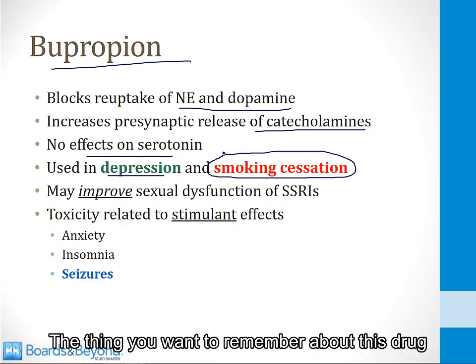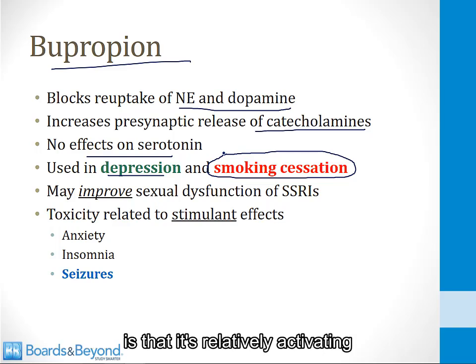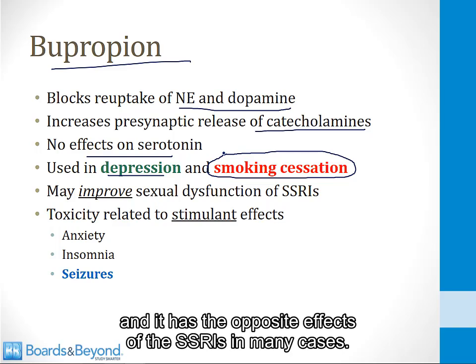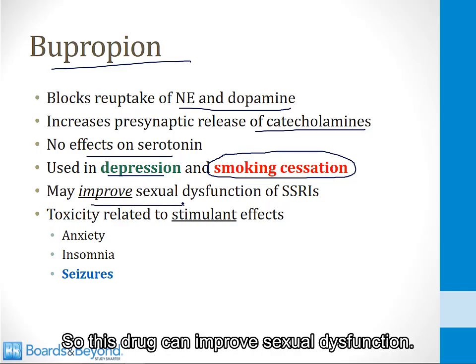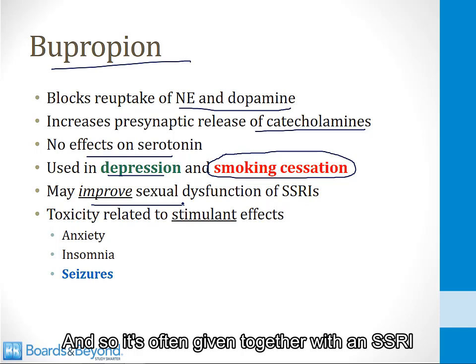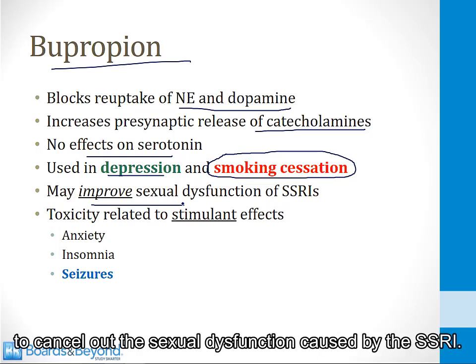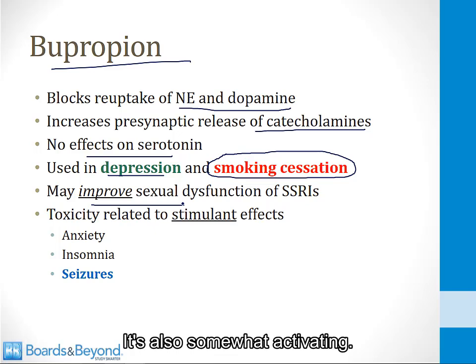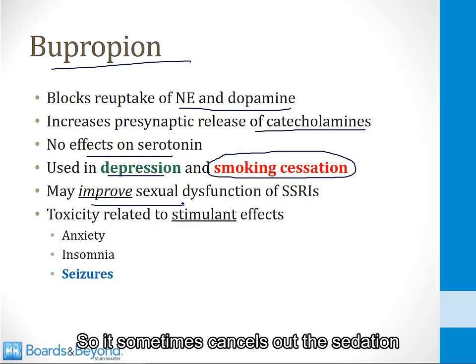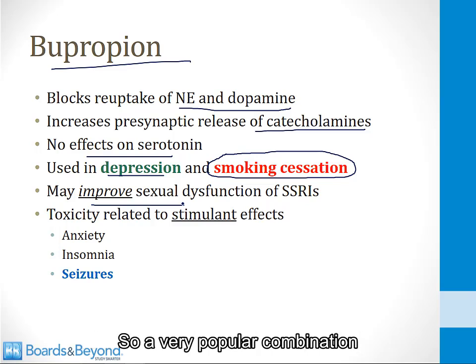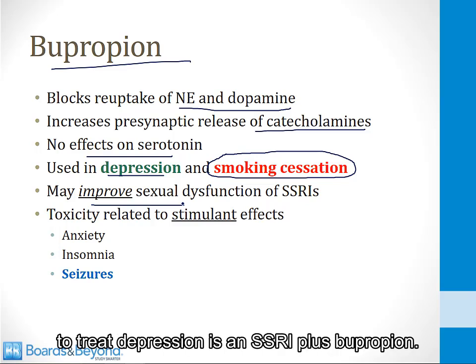The thing you want to remember about this drug is that it's relatively activating, and it has the opposite effects of the SSRIs in many cases. So this drug can improve sexual dysfunction, and so it's often given together with an SSRI to cancel out the sexual dysfunction caused by the SSRI. It's also somewhat activating, so it sometimes cancels out the sedation that some patients develop on SSRIs. So a very popular combination to treat depression is an SSRI plus bupropion.